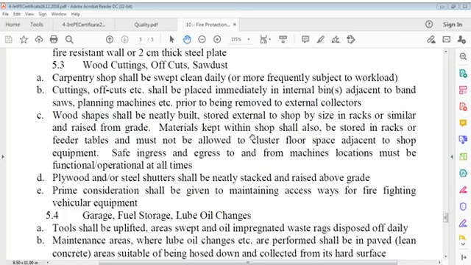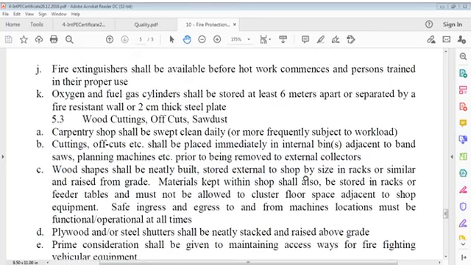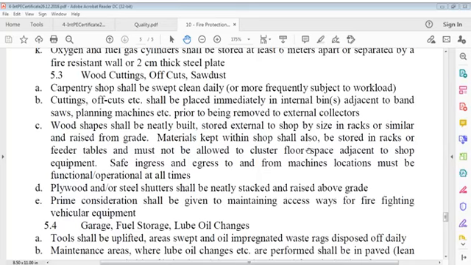Garage, fuel storage and lube oils. So let us first finish wood cutting that we discussed: offcuts, sawdust. The carpentry shop shall be swept clean daily, one or more times, or more frequently, subject to dependence on workload.